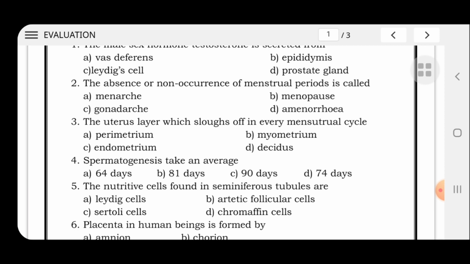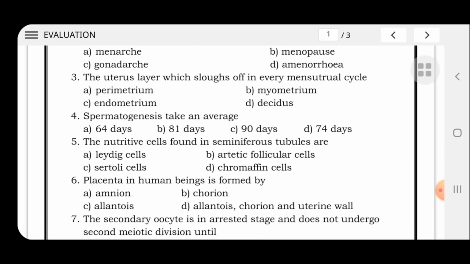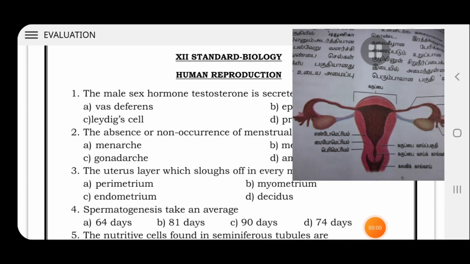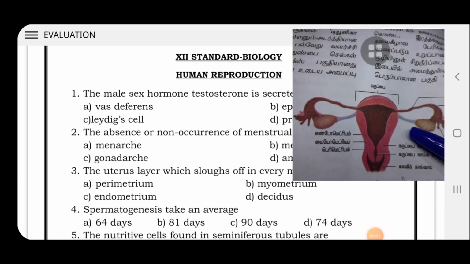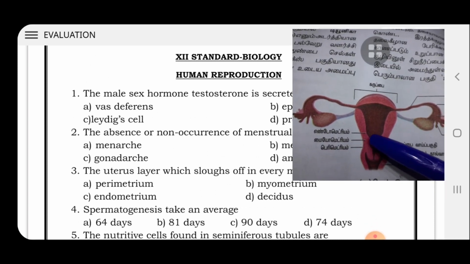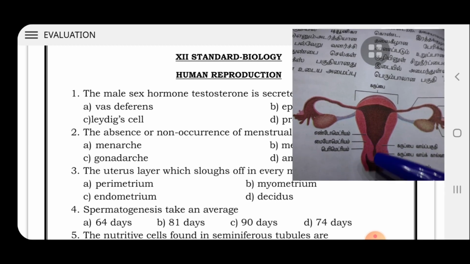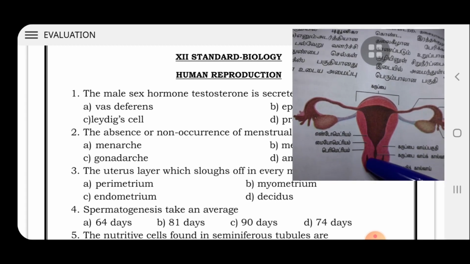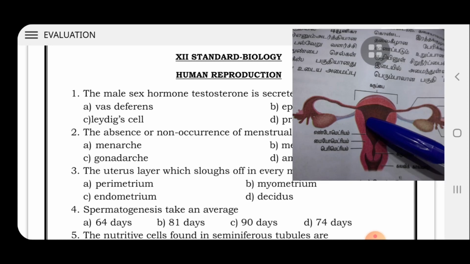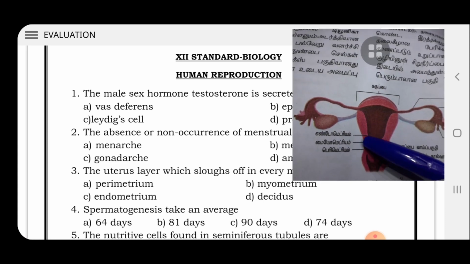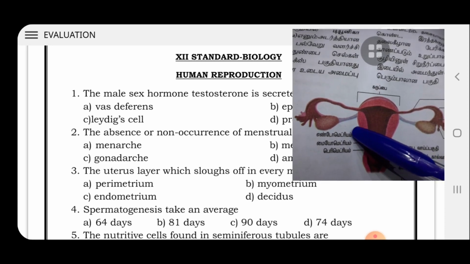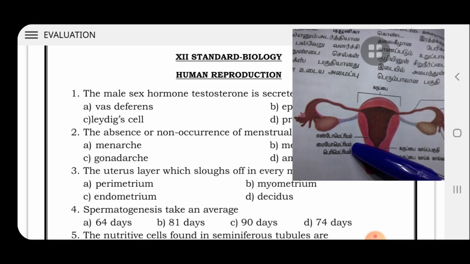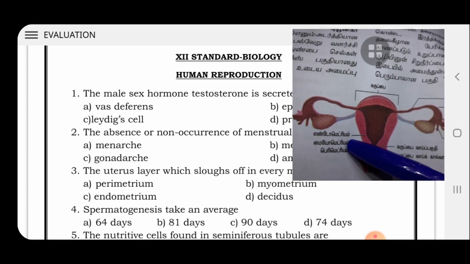The uterus layer which sloughs off in every menstrual cycle. Generally, our uterus is made up of 3 layers called endometrium, myometrium, perimetrium. In this, the outermost layer is called perimetrium, the innermost layer is called endometrium, and the middle layer is called myometrium. The function of the myometrium is to create muscle contractions at the time of childbirth.